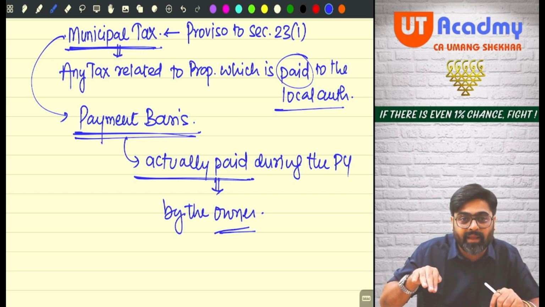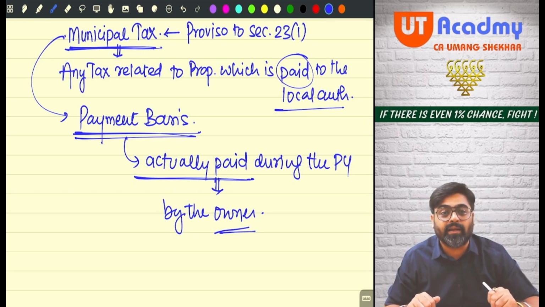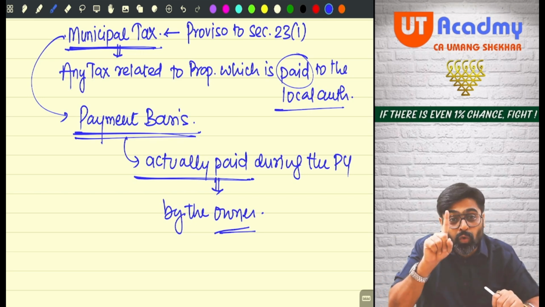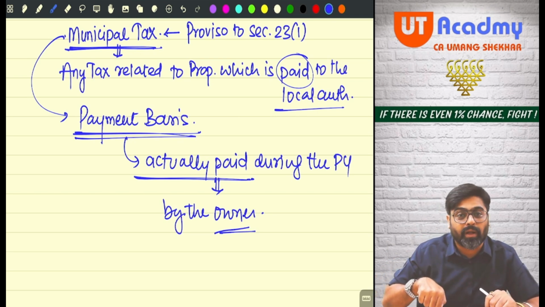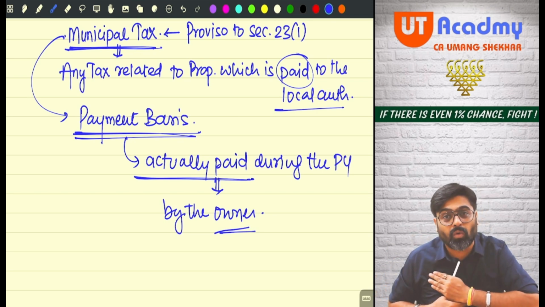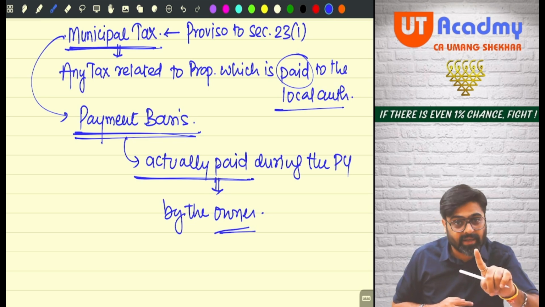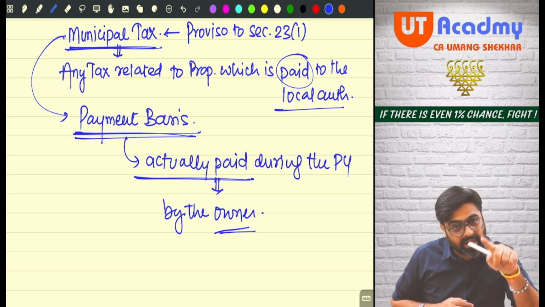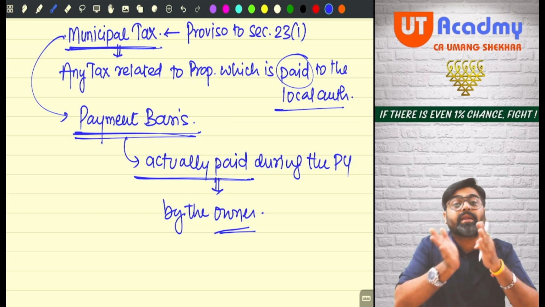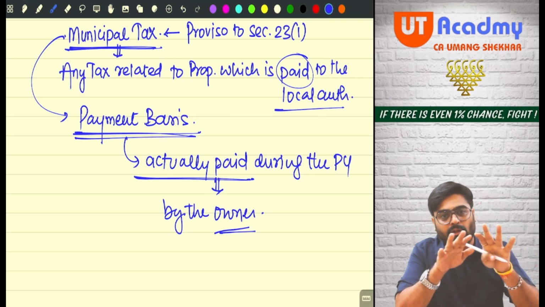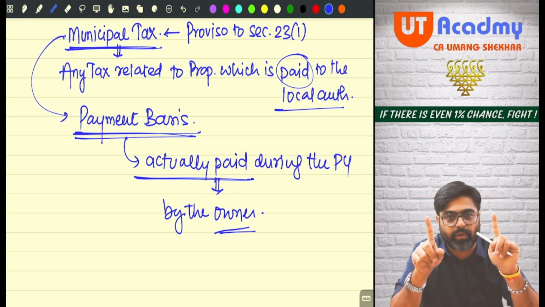What if you are paying and later on recovering from the tenant? You are not going to get any deduction. You are paying from your own pocket, meaning the burden should be on your own pocket. Getting my point? You are not recovering it from the tenant. Or if the tenant is paying and you are reimbursing the tenant, then also the burden is on your pocket, so you are going to get the deduction.